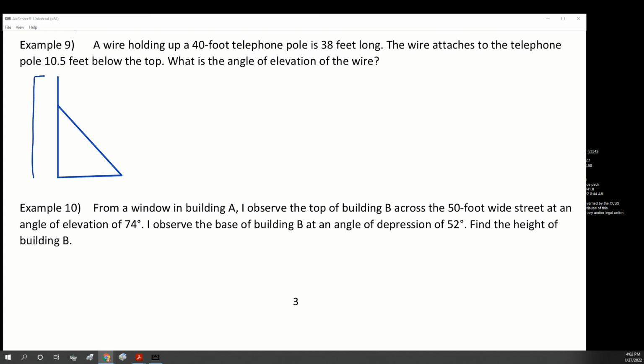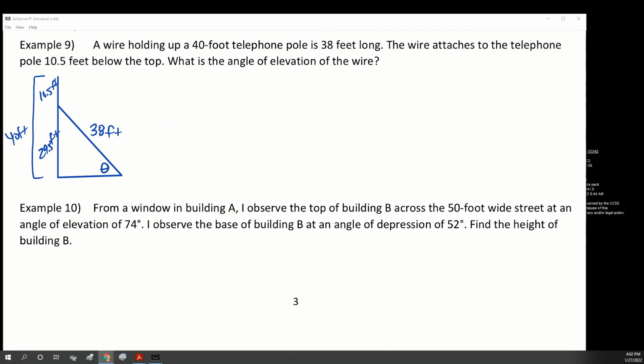So what I know is this is 40 feet. I know this is 10.5 feet. I know the wire is 38 feet long. What I want to know is the angle of elevation. Okay, so I'm also going to need to know the side length of the triangle. And it's not hard. I'm just going to subtract 40 minus 10.5. That is going to be 29.5 feet.